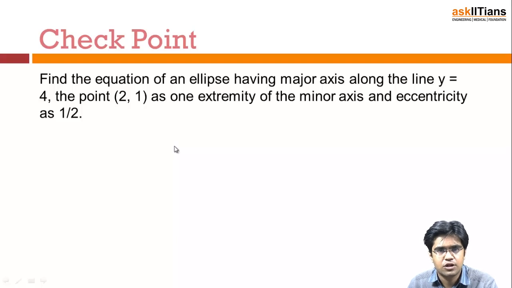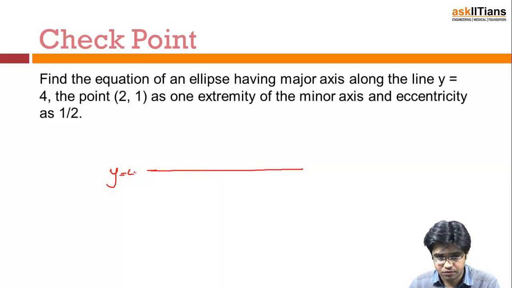Let's check now our concepts on this. We need to find the equation of an ellipse having its major axis along the line y equals 4. Let's say this line is y equals 4, that means parallel to the x-axis. That means it's a regular ellipse.